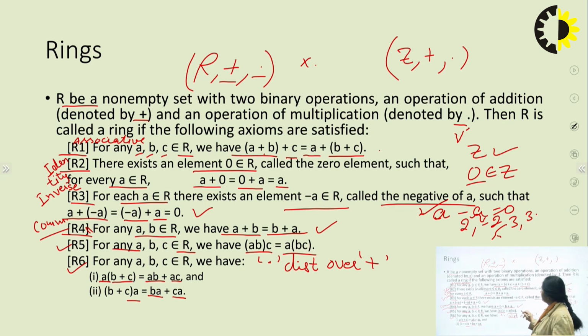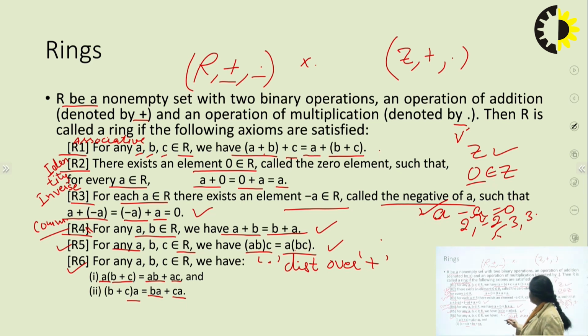Now I check the properties that should be true with multiplication, that is associativity. We know that integer multiplication is associative in nature. That is, 2 into 3 into 4 is the same however we group it. Whether we multiply 2 and 3 first, then multiply with 4, or we multiply 3 with 4 and then multiply with 2, we will get the same answer. So associativity also holds for multiplication.